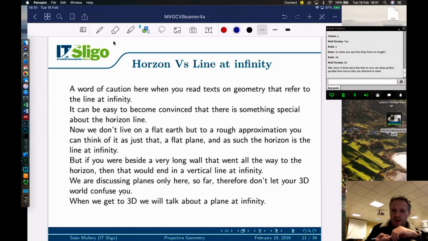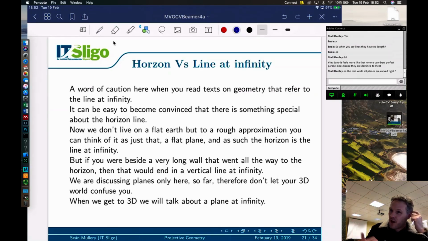So we're discussing planes only here so far, and if we think about the 3D world, they're different from each other. So therefore, don't let the 3D world confuse you. When we get to 3D, we talk about a plane at infinity, where all of these different lines, like the horizontal line and the different vertical lines, would all meet this plane, okay? So there's a danger as well.